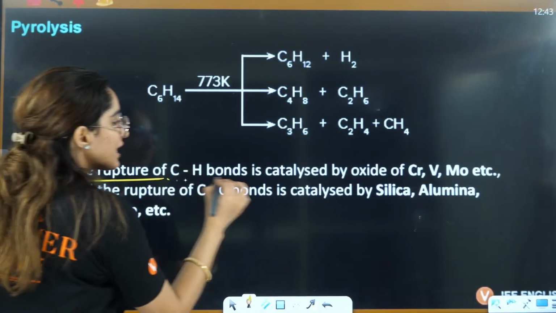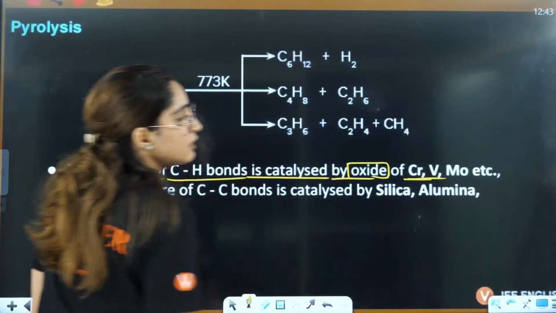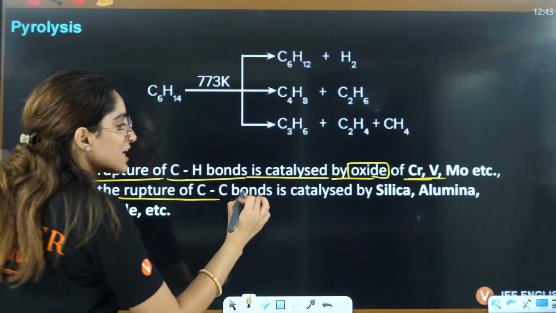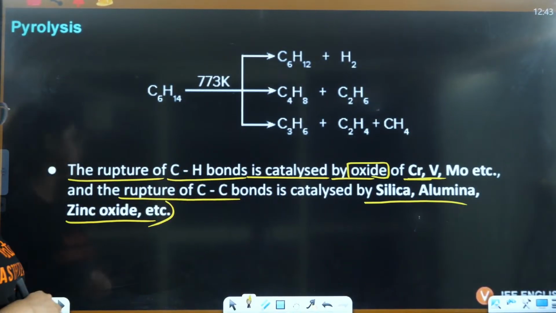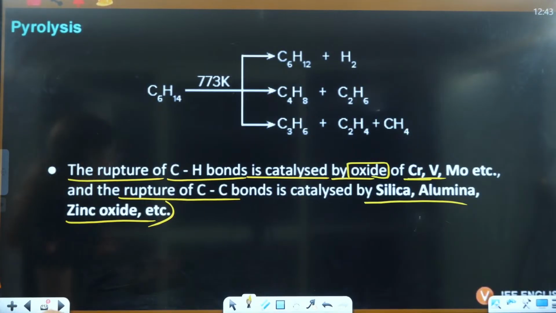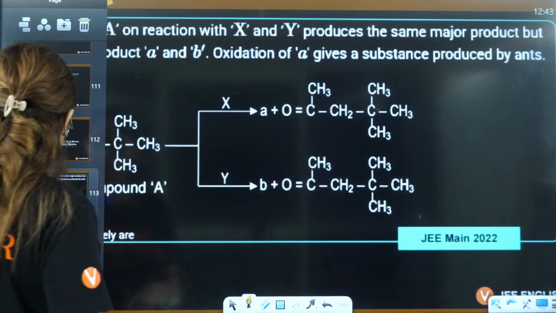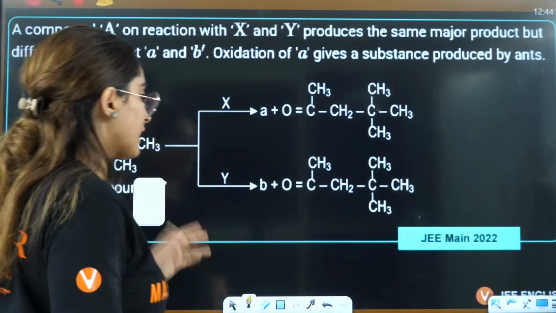The rupture of the C-H bond is catalyzed by oxides like chromium, vanadium, molybdenum, etc. The rupture of the C-C bond is catalyzed by silica, alumina and zinc oxide. Okay? Yes, everybody? Chalo, I think we have done it. I think only one question we are left with and that's it.